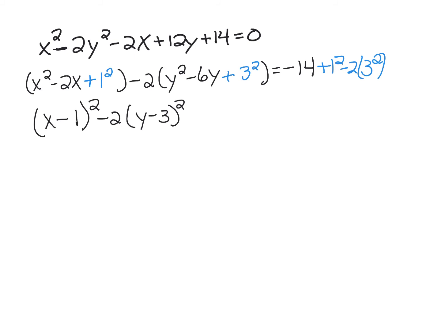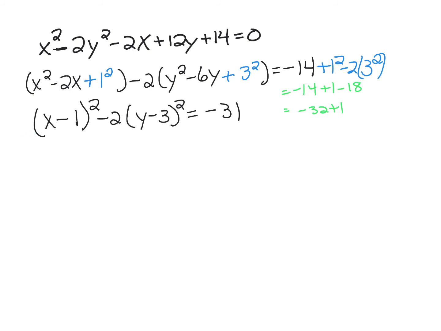Now, on the right-hand side, I have -14 plus 1. Then I have -2 nines is -18. So I have a -32 plus 1 is -31. Whoa, Nelly. See, when I started working this problem, it looks like it's going to be horizontal because the x part is positive. But look how I ended up with a minus on this side. That's going to change these signs.